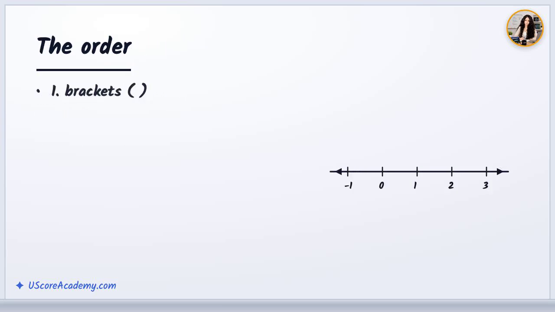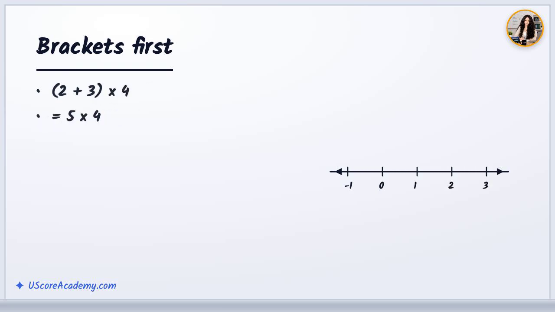First, do anything inside brackets. Next, do all multiplication and division, working left to right. Last, do addition and subtraction, also left to right. Following these steps keeps everyone's answer the same.